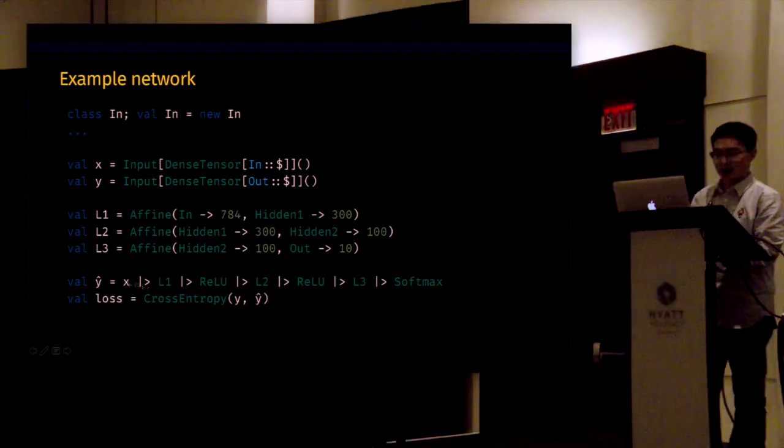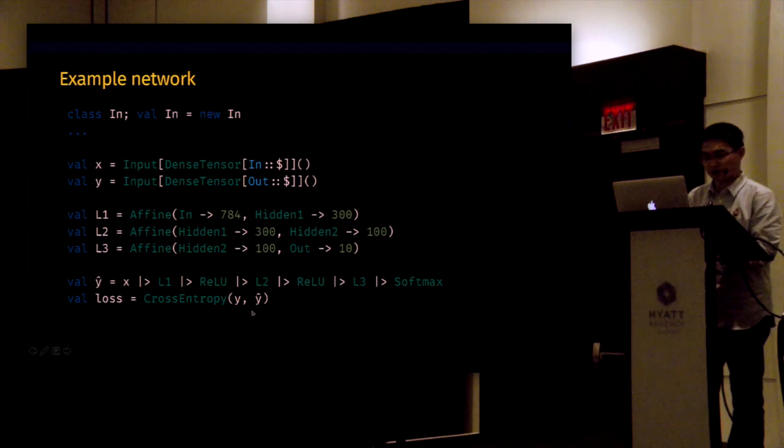So we have Y hat, which is X passed through L1, passed through a neural activation function, passed through L2, passed through the activation function, passed through L3, and passed through softmax. This is normal machine learning. And we have a loss function, which is the cross entropy, the loss function of Y as the goal output and Y hat as the predicted output.